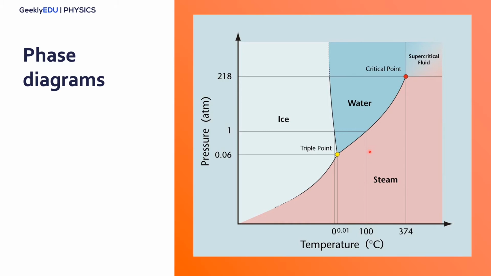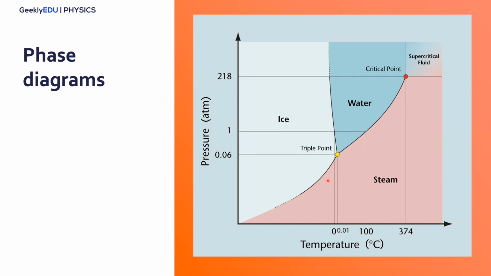Something very important here is this point here that we call the triple point. In this point, all the three phases coexist in one point. So for water, we have a pressure of 0.06 atmosphere and 0.01 degrees Celsius. At this point here in water, we have the three phases coexisting.